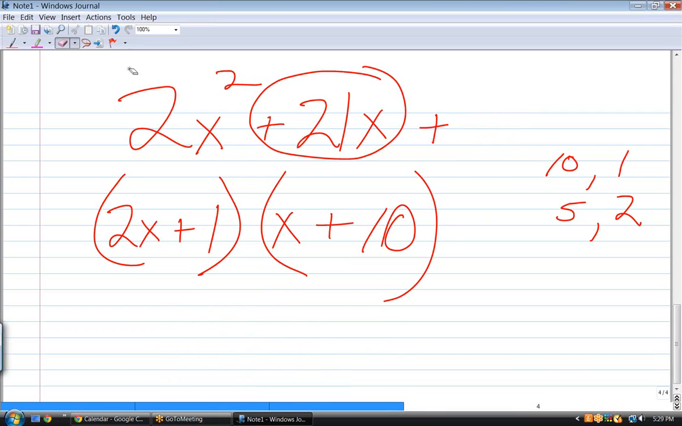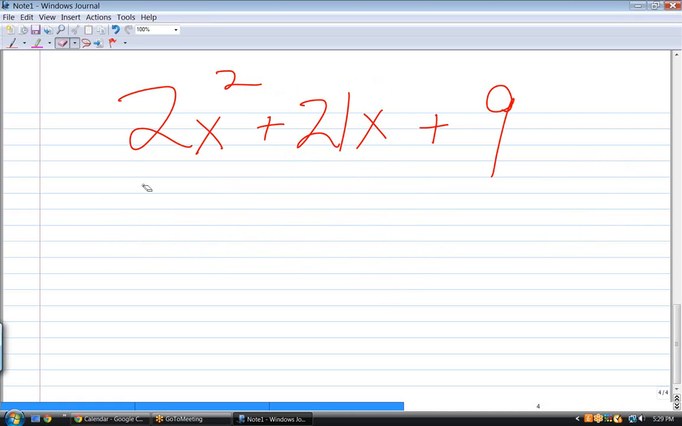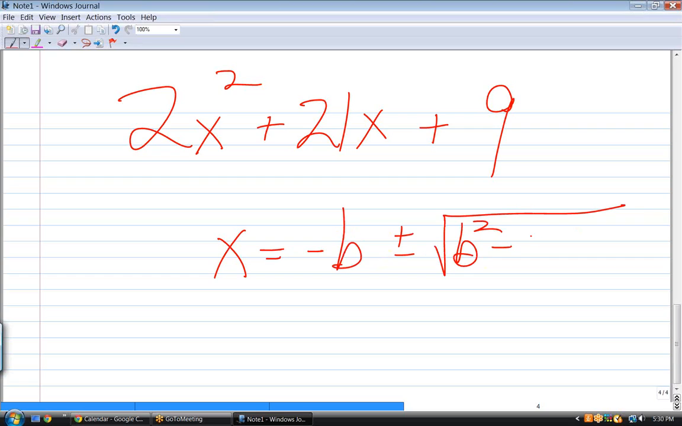Now, what happens if this is a 9 and nothing works? I have no clue. Right, you haven't been taught that yet. There's something called the quadratic formula. Have you ever heard of it? Let me write it and see if you recognize it. It's very complicated. Most people shudder when they even think of this. You ever seen that? No, and I wish I hadn't.